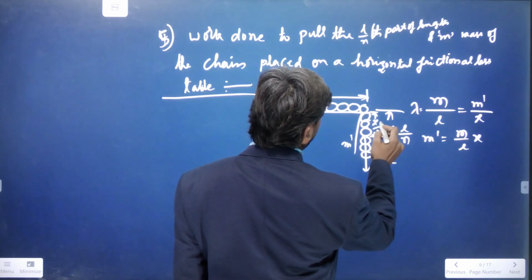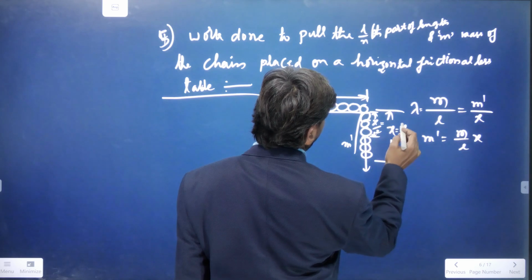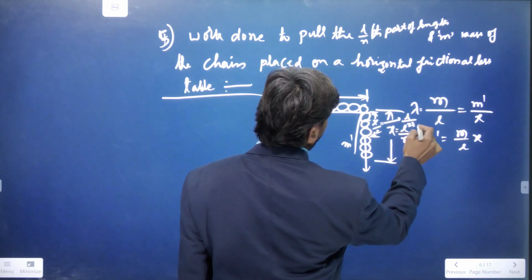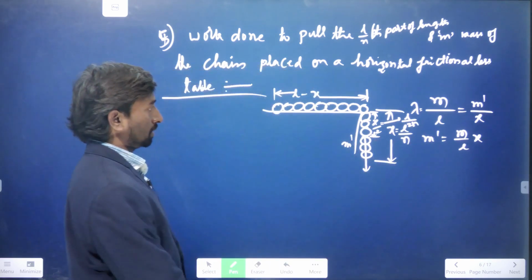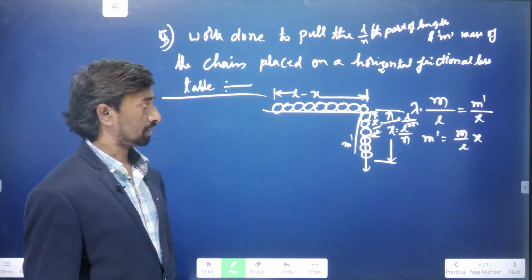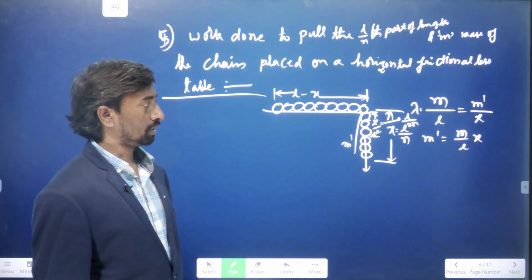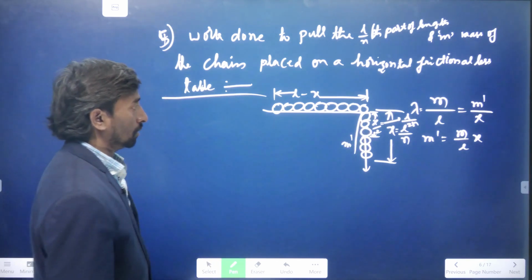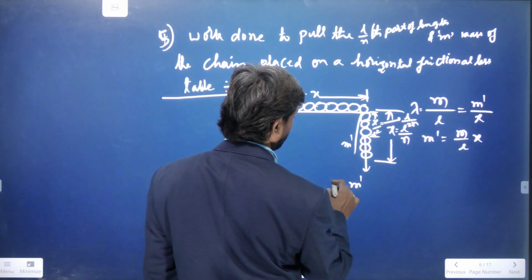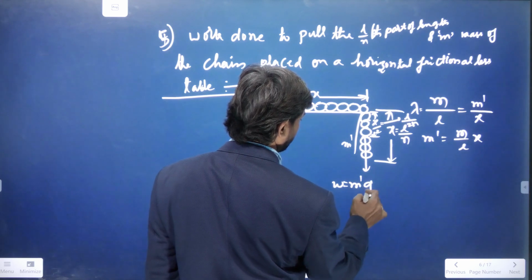X by 2 is nothing but this total length will become L by 2n. The displacement means the center of mass will be exactly at the half of that length there. So L by 2n will be there. Okay. So now here the weight of this part will be what? M dash into g, no? M dash into g there.